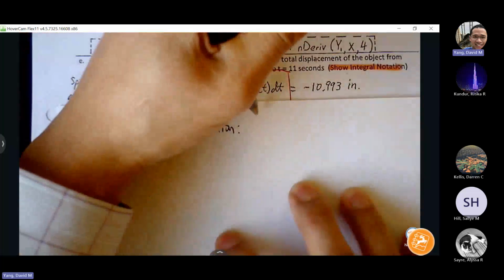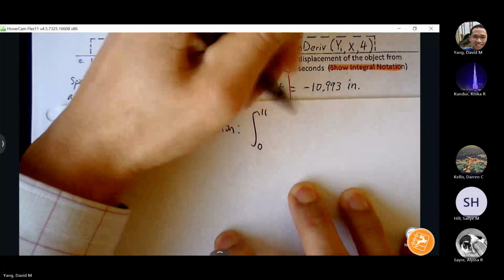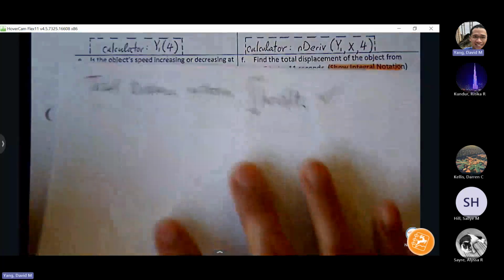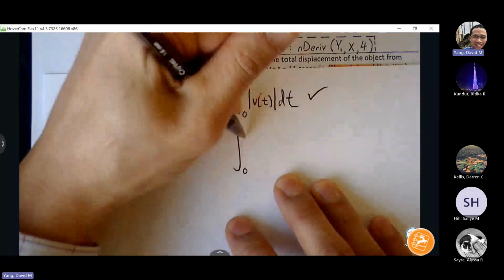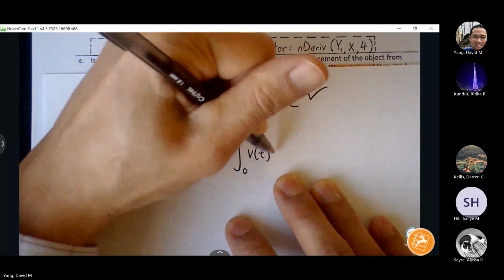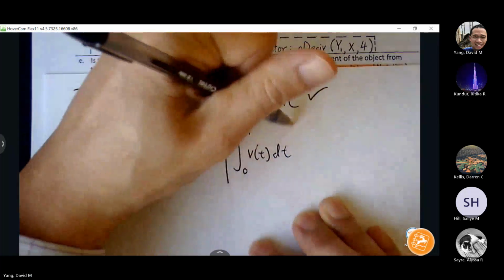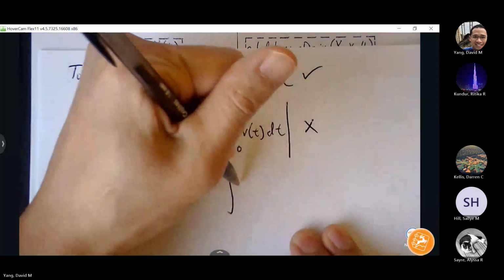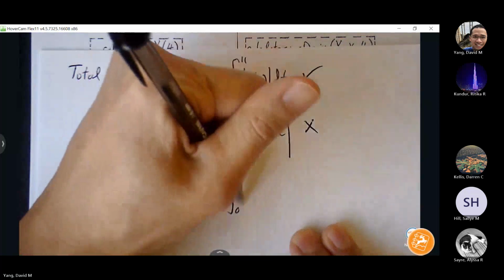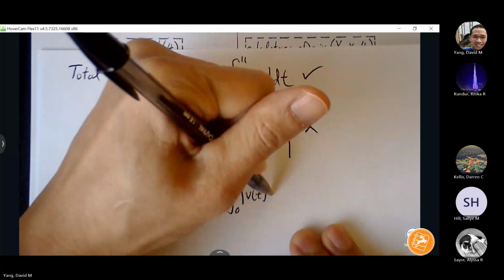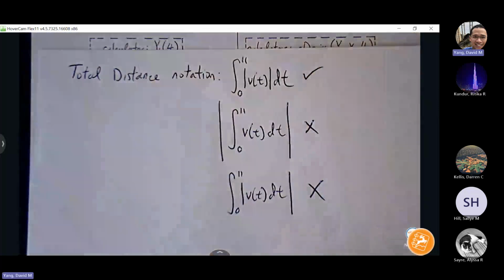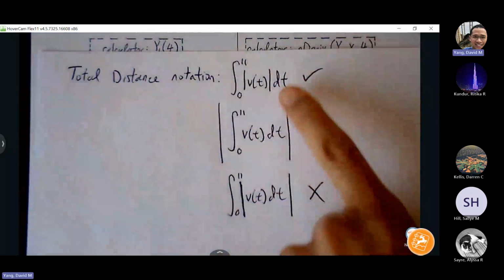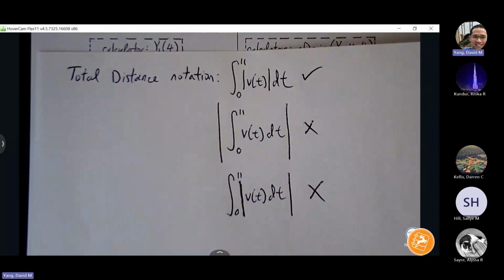Okay, so total distance notation looks like this. This is correct. Okay. These are not correct. That's not correct. That's also not correct. Okay, everybody okay with notation here?